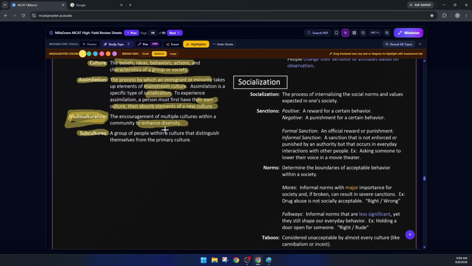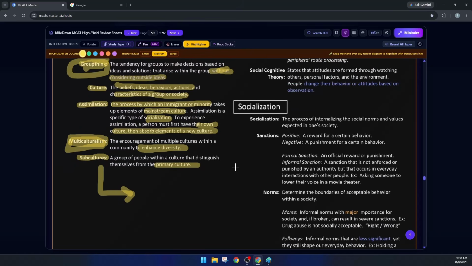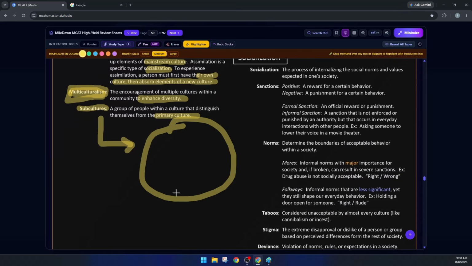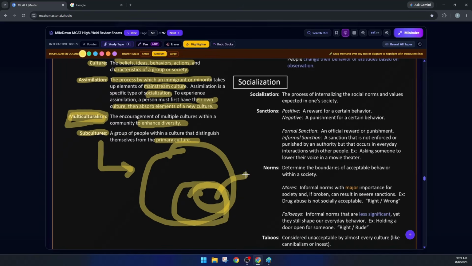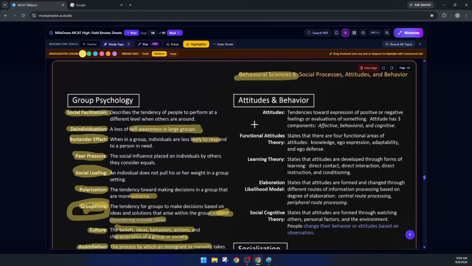Subcultures, a group of people within a culture that distinguish themselves from the primary culture. So for example, this is a great big group of population, then you have a skater population, and within even the skater population you might have another subculture, where, I don't know, they're fashionistas or something, and they dress a certain way.